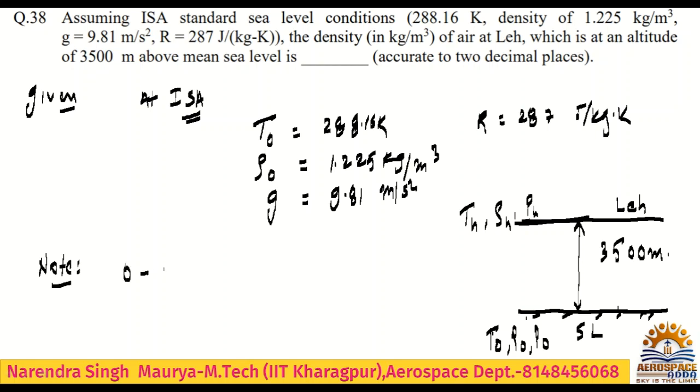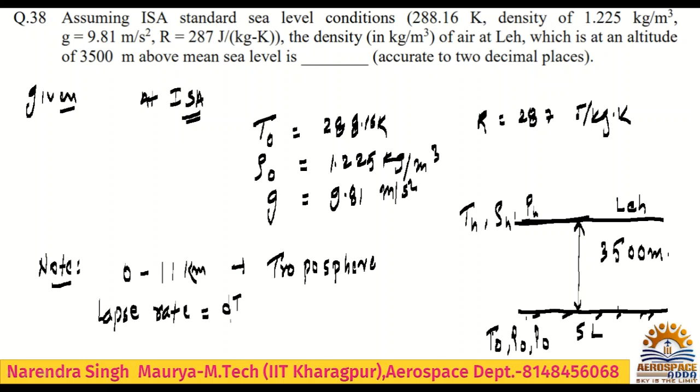From sea level to 11 kilometer, it is called troposphere. What it is called? Troposphere. And in the troposphere, lapse rate, you make a note because this is another question. What is the lapse rate? Lapse rate meaning is temperature changing with respect to altitude. That value will be given by lambda, and that value is nothing but 0.0065 Kelvin per meter.